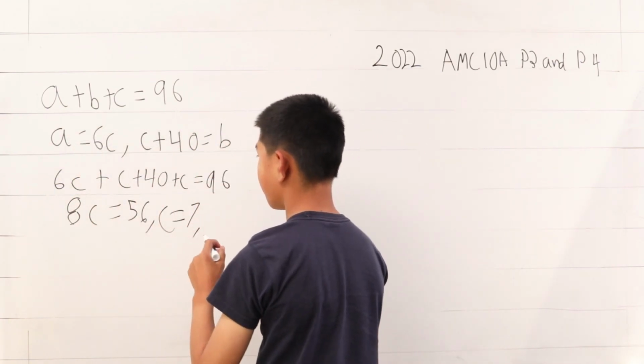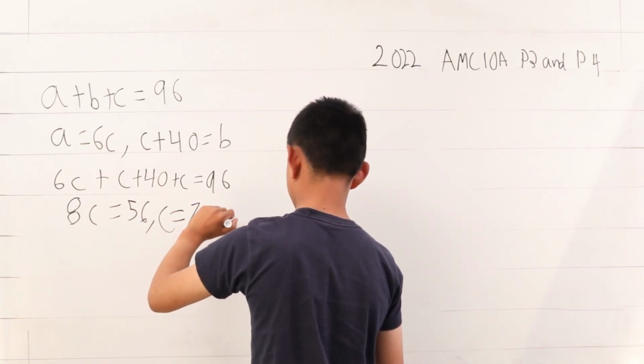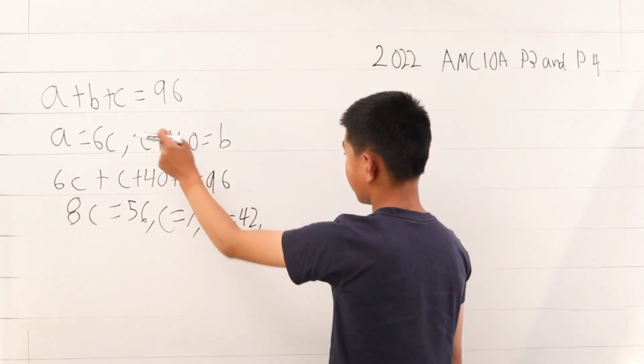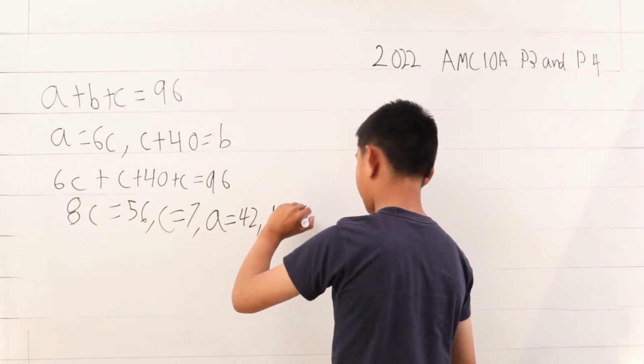Now, in order to find the other two, in order to find A and B, we just use the equations. C is 7. 6 times 7 is 42, so A is 42. And C is 7, so 7 plus 40 is B, so B is 47.